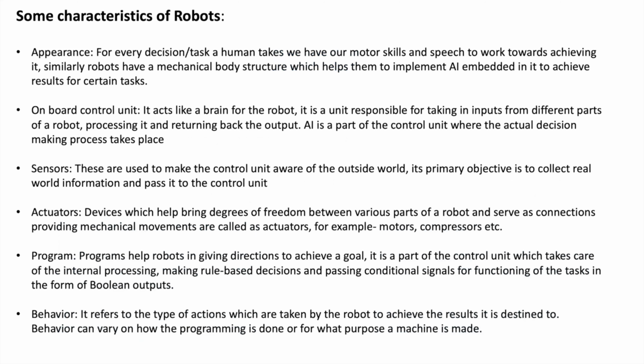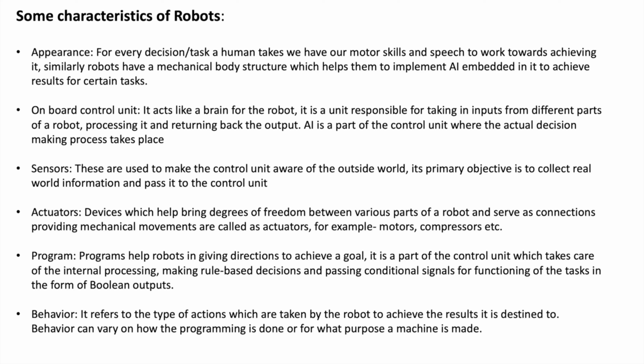Some characteristics of robots are appearance. For every decision or task a human takes, we have our motor skills and speech to work towards achieving it. Similarly, robots have a mechanical body structure which helps them to implement artificial intelligence embedded in it to achieve results for certain tasks. Onboard control unit, or the brain of the robot, is a unit responsible for taking in inputs from different parts of a robot, processing it, and returning back the output. AI is a part of the control unit where the actual decision making process takes place.